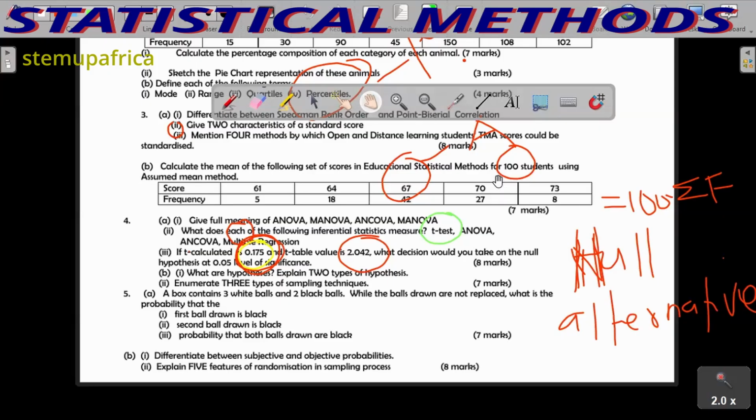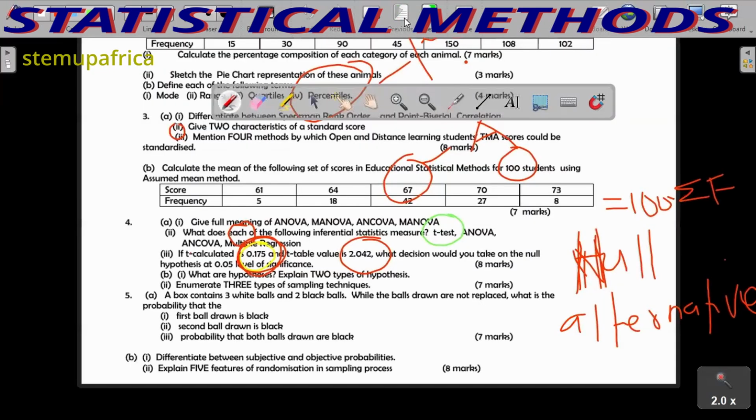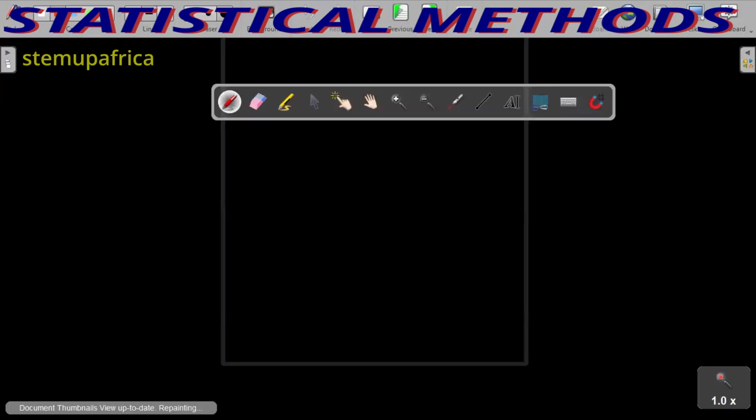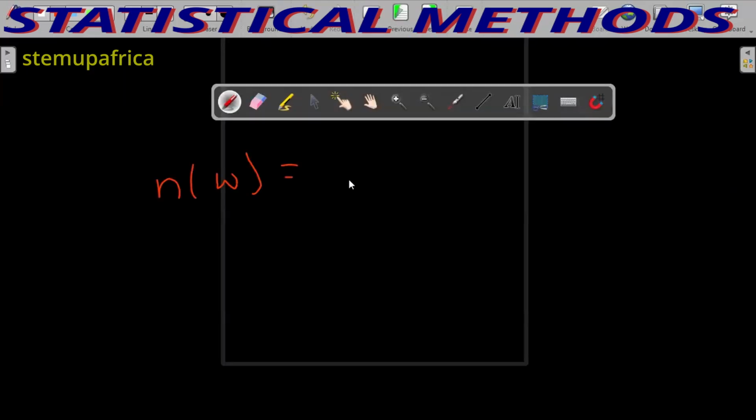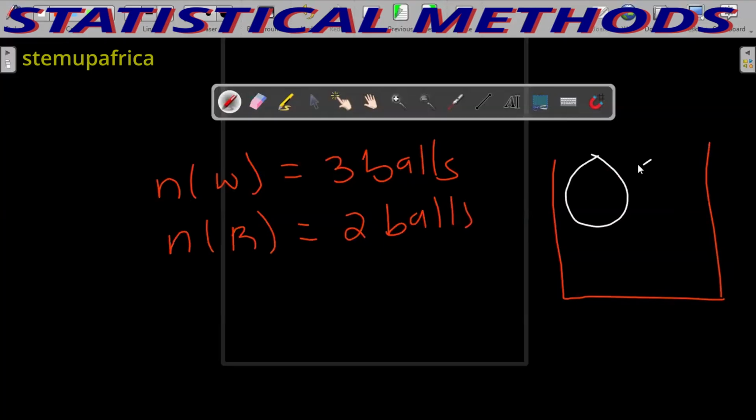The question is, what is the probability that the first ball drawn is black? So let's see how we do this. I'll take into account the number of white balls, which is 3, then the number of black balls, which is 2. So let's assume this is the bag. We have 3 white balls and 2 black balls.